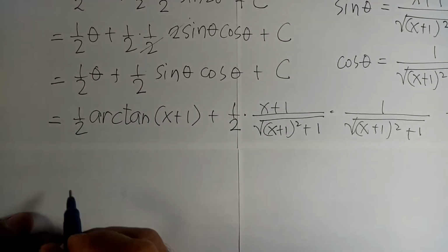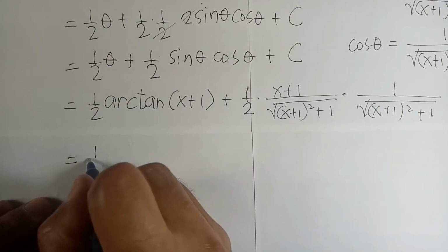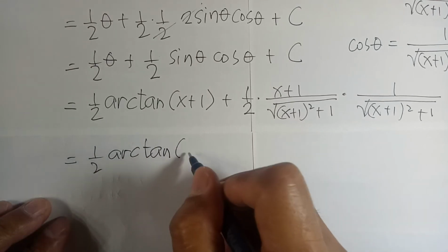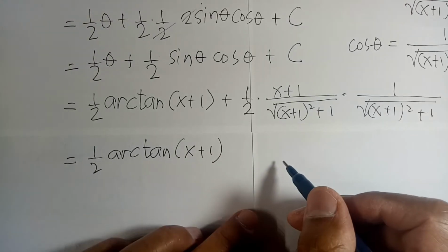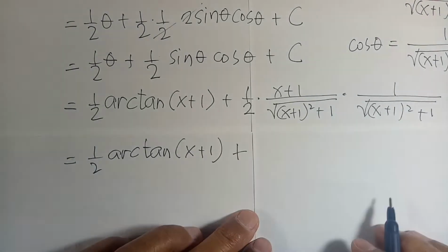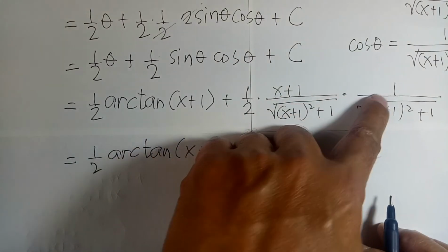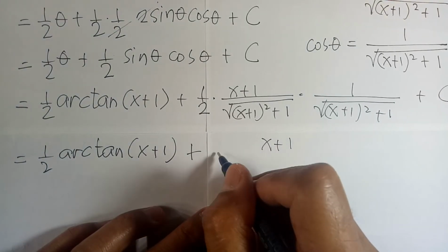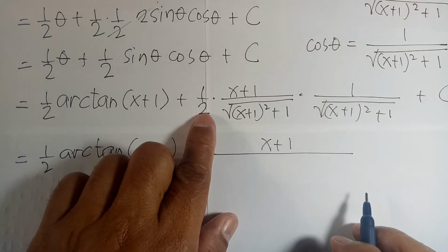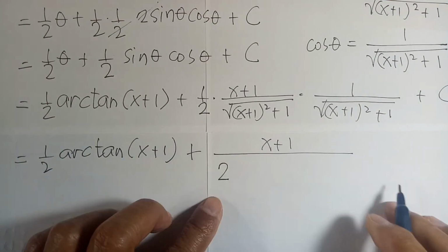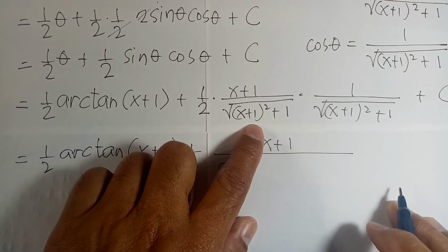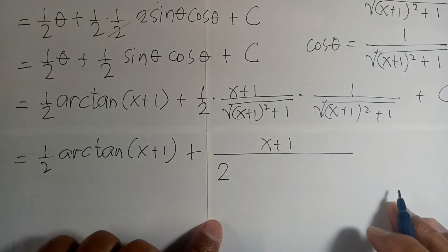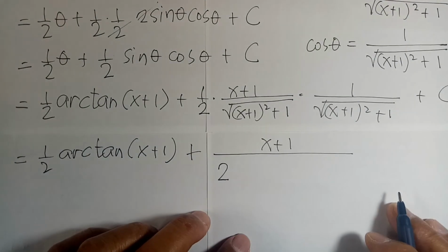Ayan. So, meron tayong 1/2 arctangent of x plus 1. And then, plus, no? Kaya i-multiply natin. 1 times x plus 1 times 1 ay x plus 1. So, x plus 1 divided by, tapos yung 2, ayun siya, no? Tapos, square root of x plus 1 squared plus 1 times square root of x plus 1 squared plus 1 equals x plus 1 squared plus 1.